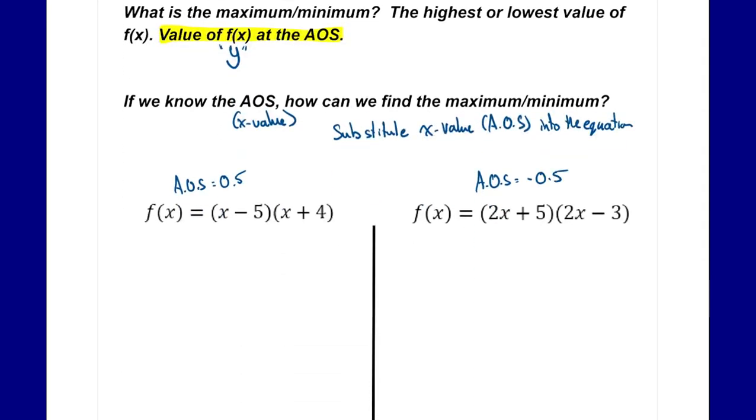So all that we're going to do to find the y value, or the maximum or minimum, is plug our x value, or the axis of symmetry, into our function. 0.5 minus 5 times 0.5 plus 4. We have negative 4.5 times 4.5.